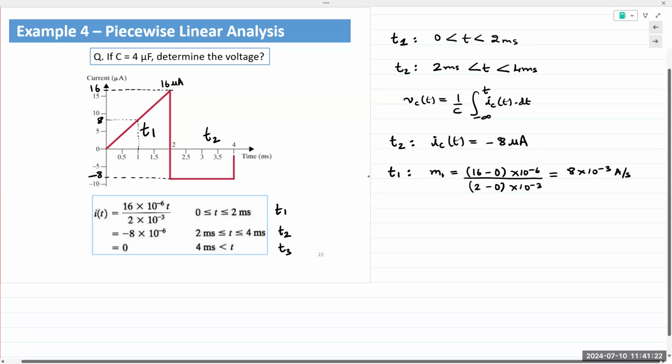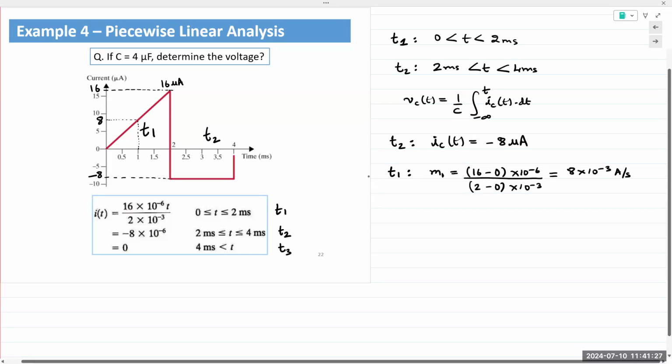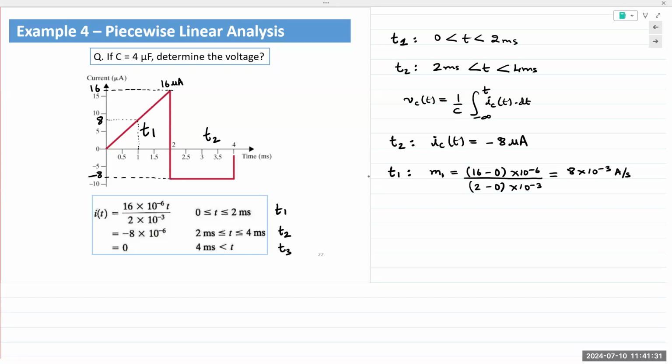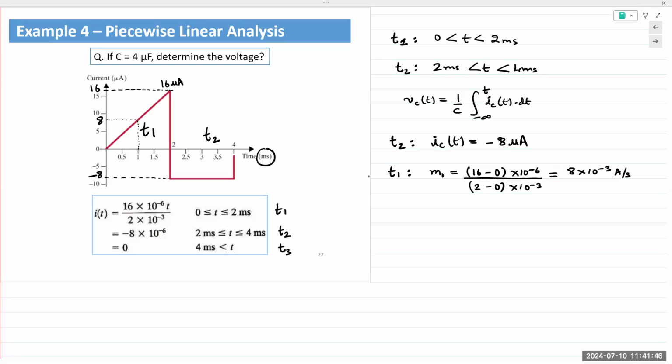Eight microamps per second. Sorry, 8 milliamps. It should be 8 milliamps per second. 8 microamps per millisecond, because the x-axis value is milliseconds. Right. So 8 milliamps per second, but 8 microamps per millisecond, because the x-axis is milliseconds.